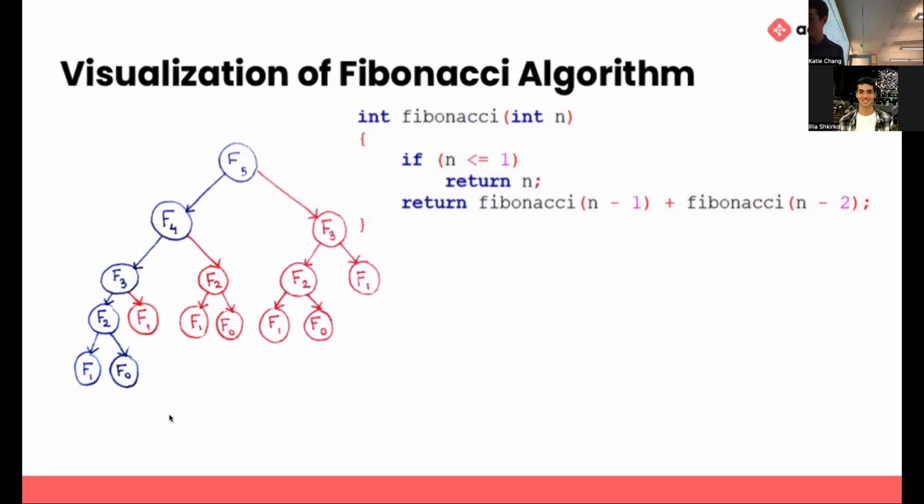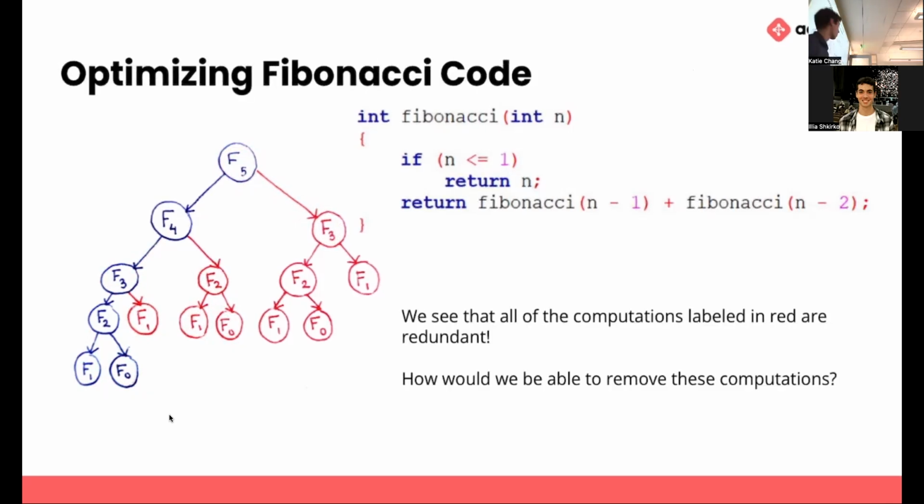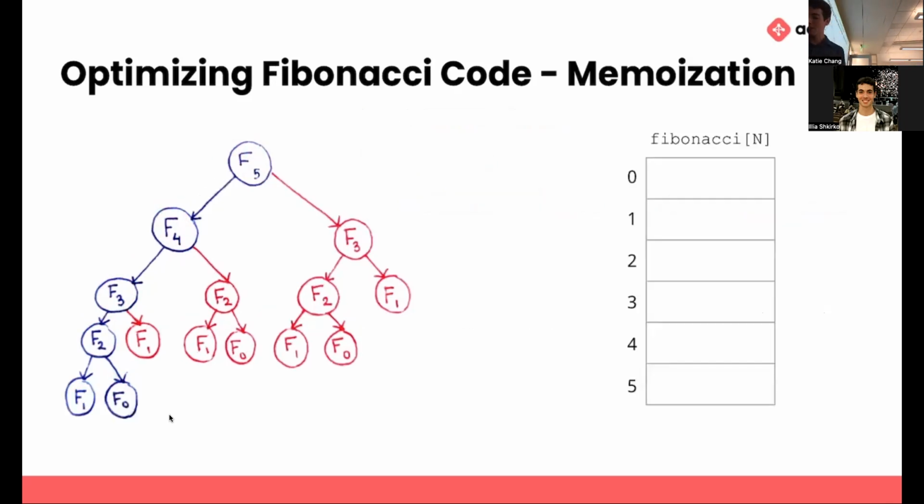In fact, all the branches of this function call tree that are in red are redundant. Indeed, we've calculated all our values, F1, F0, F2, F3, F4, and F5, just in this blue branch. So the question now is, how are we able to remove these red computations? This is where dynamic programming takes over.